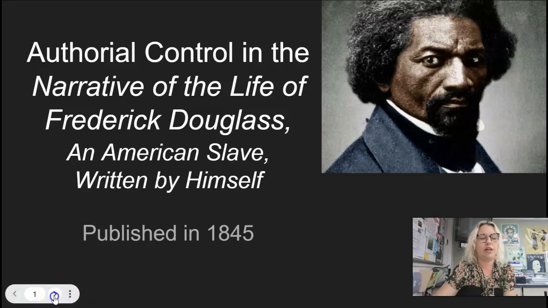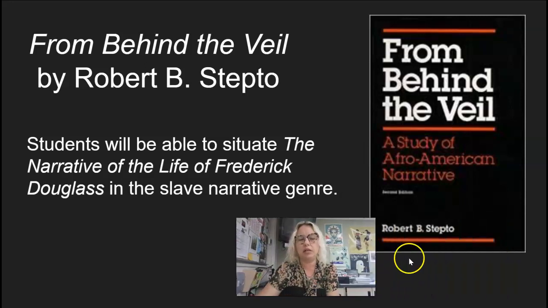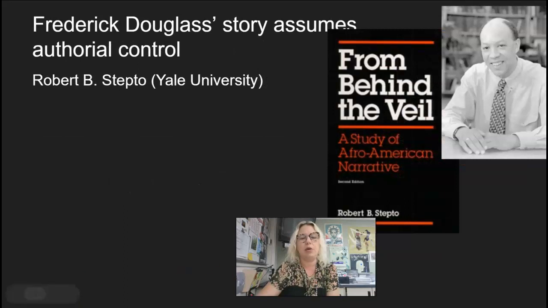Published in 1845. I want to share with you some information about the book that comes from literary criticism by Robert B. Stepto. He is an African-American scholar of literary theory and African-American narrative from Yale University, and he wrote a seminal book on the topic. So our objective is students will be able to situate the narrative of the life of Frederick Douglass in the slave narrative genre. Let's listen to what Robert B. Stepto has to say about the book.